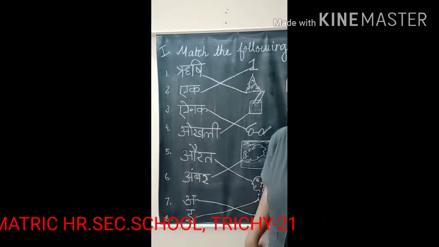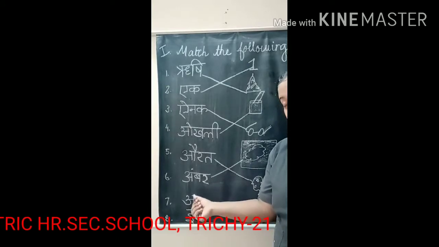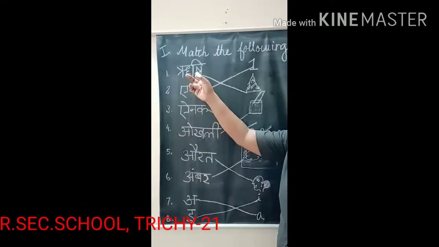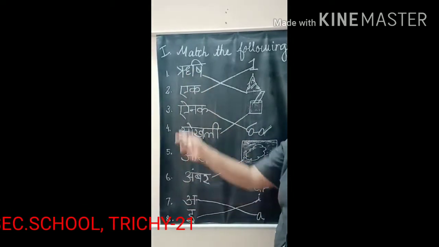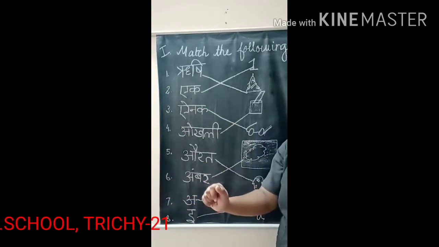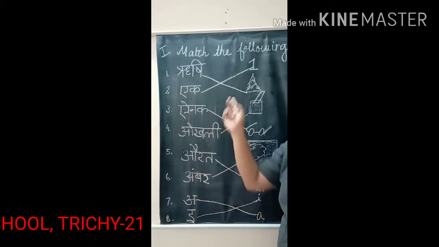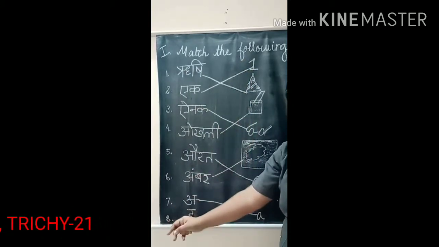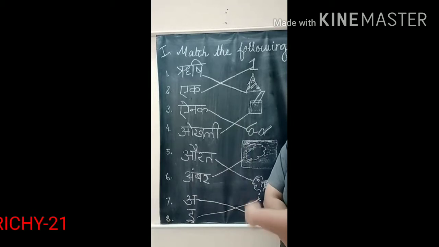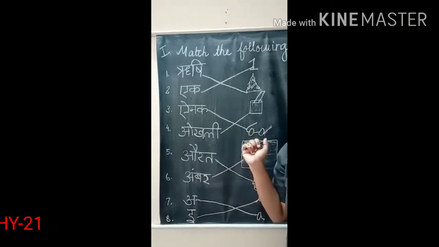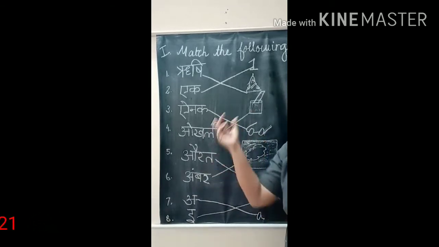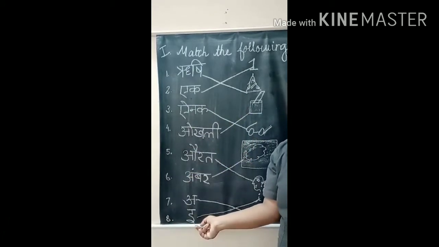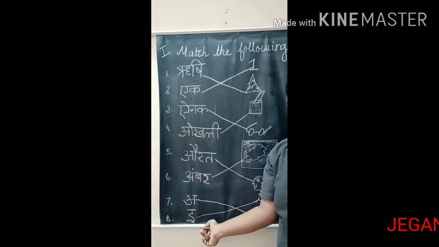Just one more way we can match the Hindi letters versus English letters. From 1 to 6 there are Hindi words, and we have matched those Hindi words with the pictures, and the last two are Hindi letters and we have matched them with the English letters. So this is the way we have to match the following. This is one way and this is the second way. I have combined both and shown you. Hope you have understood how to match it.